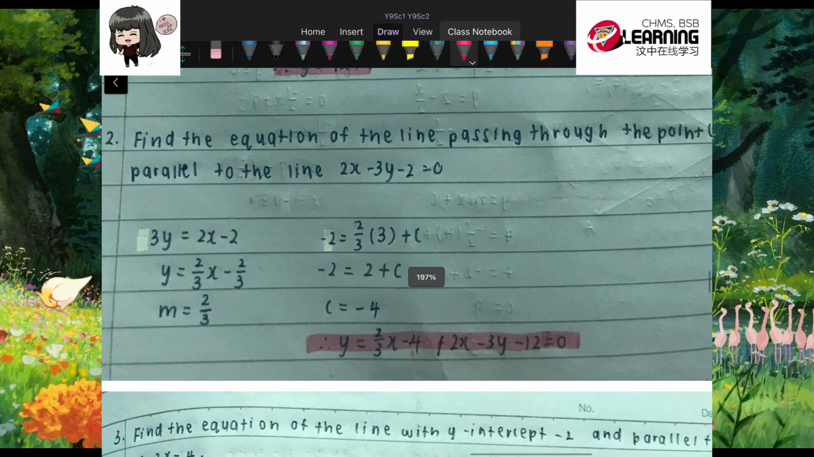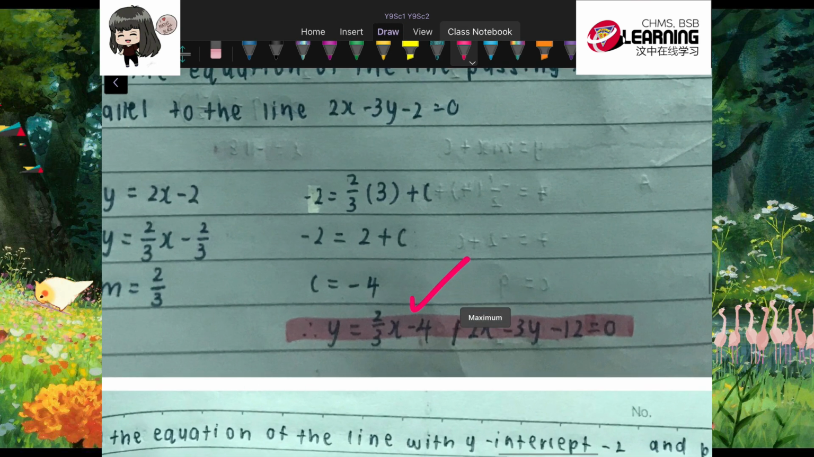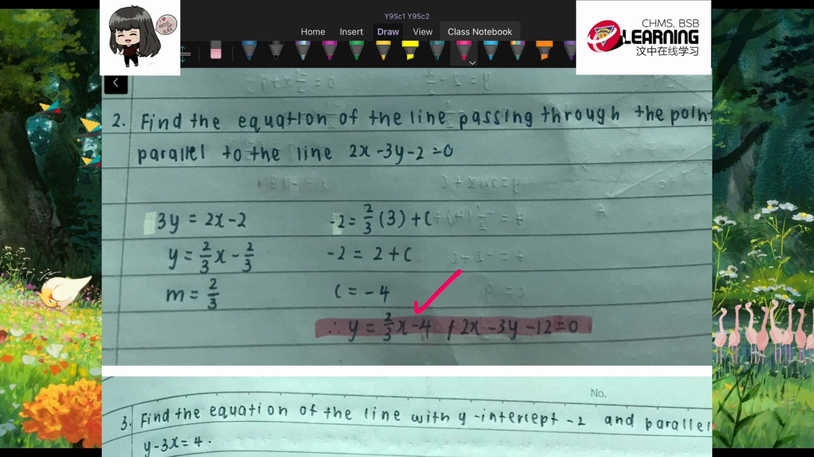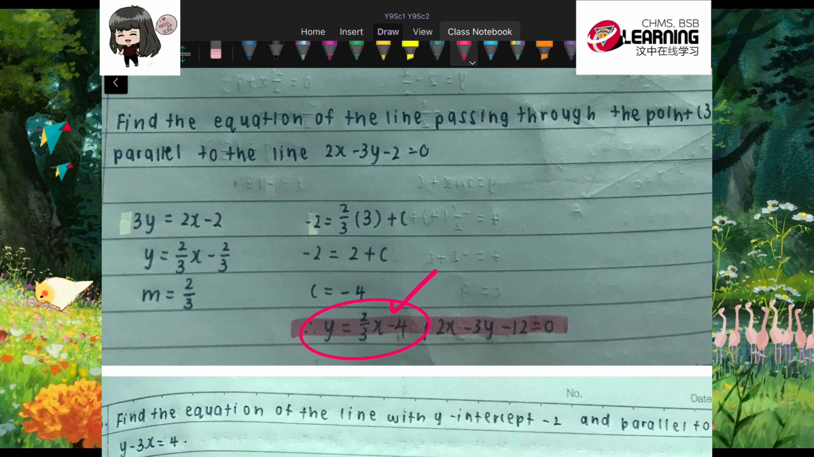Question number 2 is y equals 2 over 3x minus 4. But you must not worry if your answer is not the same, because your answer at the back and your answer of y equals 2x minus 2 over 3x minus 4 is different, right? But it's actually the same. Let me show you. Jia Hui didn't show it out, so I show it out for you.